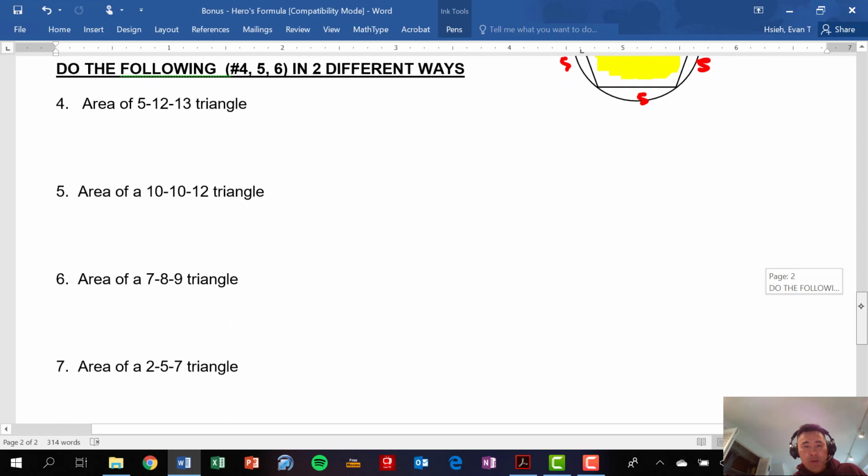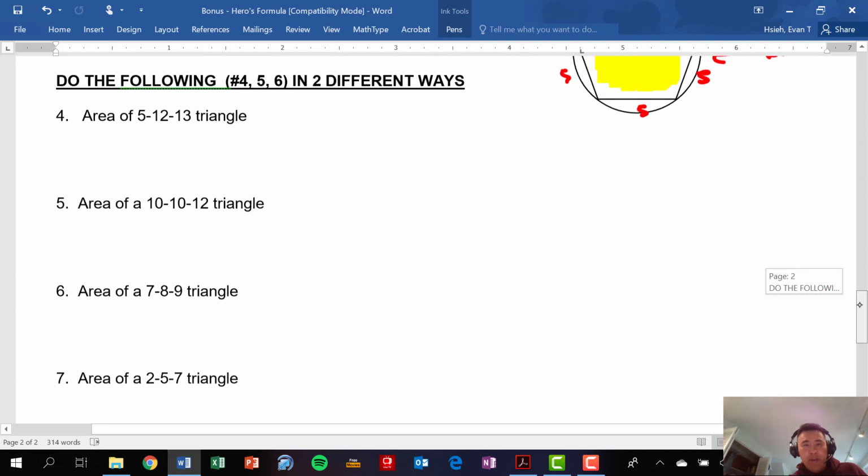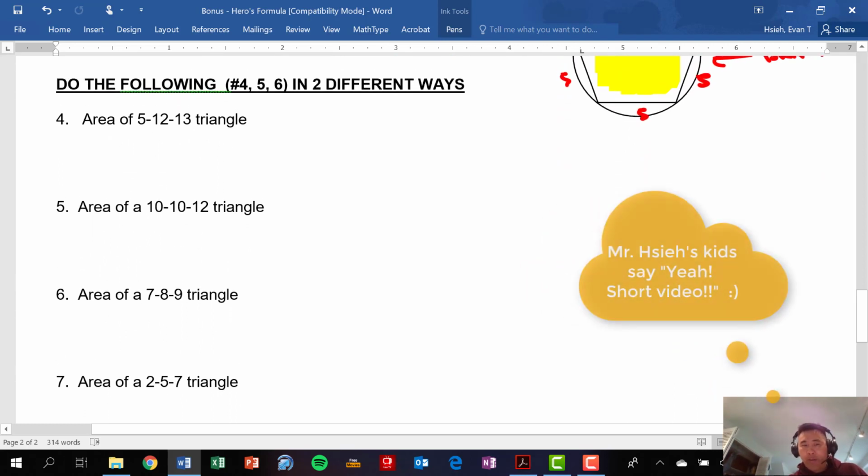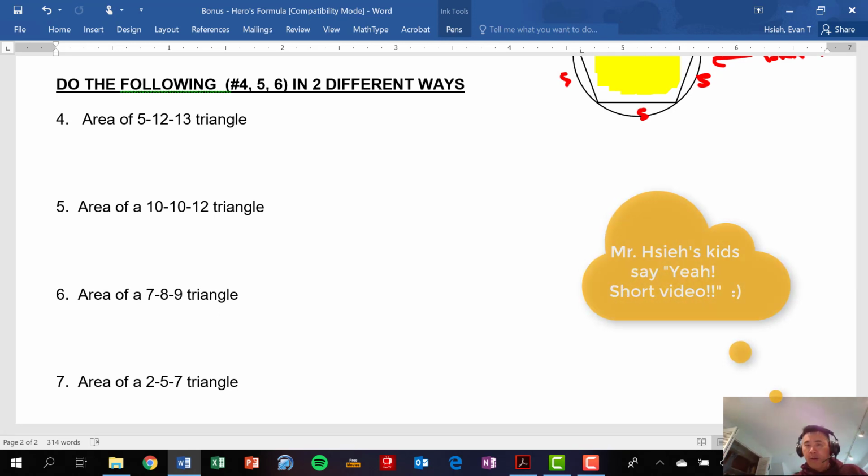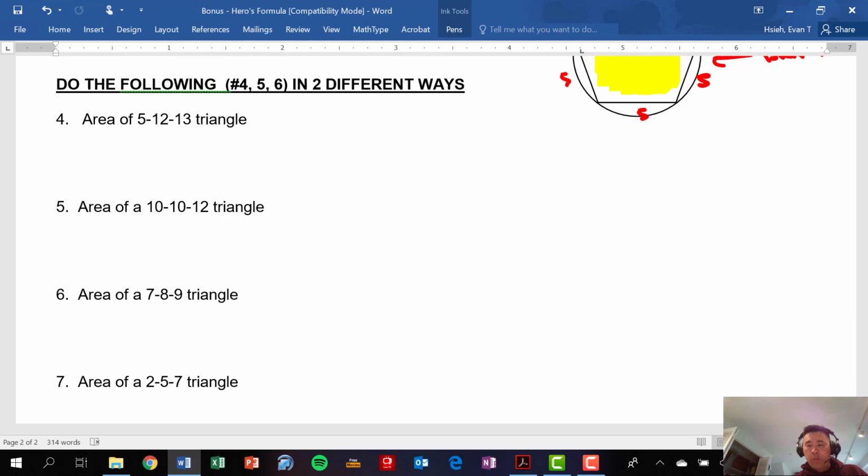I'm going to let you go ahead and do the following problems for homework. So it's going to be problems 4 through 9. Hopefully you'll be able to do that with the information that I've given you.